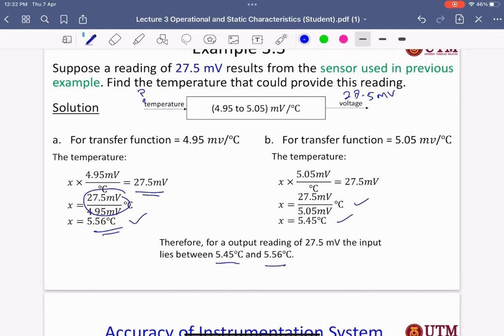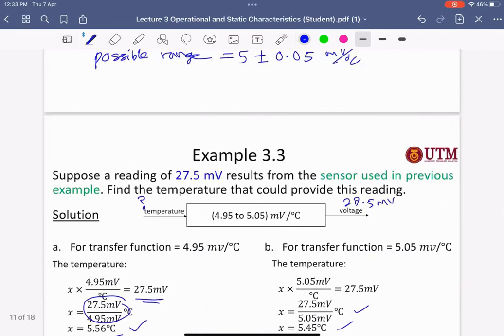This is how, when you have only the transfer function, we can determine the input, or we can also determine the output. All right. So this is example 3.3.